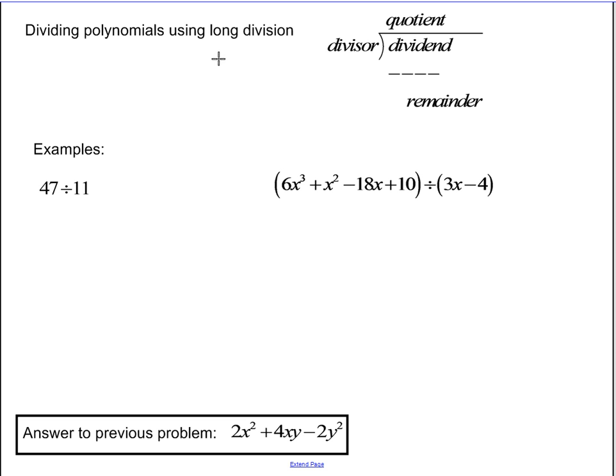Well, you remember how long division works. In this setup, we've got a dividend, we've got a divisor, and we've got a quotient. And after we do our work by multiplying the pieces of the quotient with the divisor, we get subtraction, we get our remainder at the end, right?